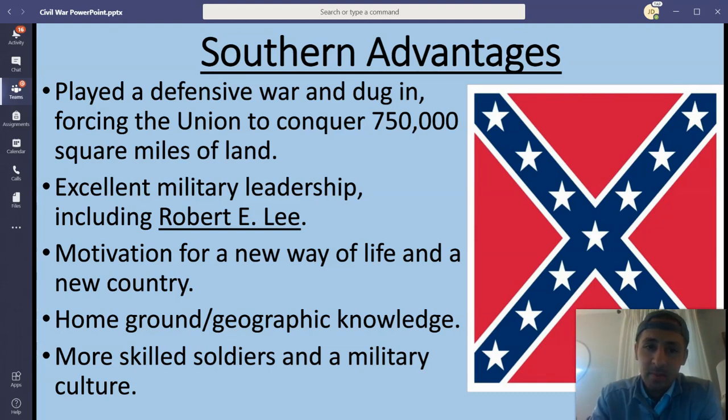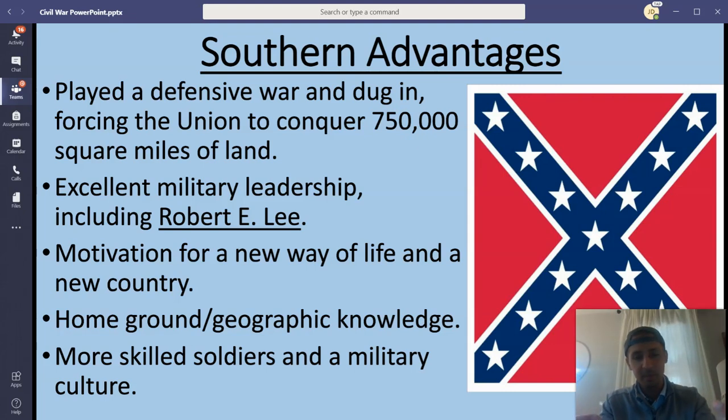So the big thing that they had going for them, the South that is, was that they basically could play a defensive war. Okay, they can basically dig in, hang out, sit back, relax, and make the Union come to them, right? The South was happy with their new nation, so all they needed to do was basically stay where they were. They could fight on their own land. That's a geographic advantage as well.